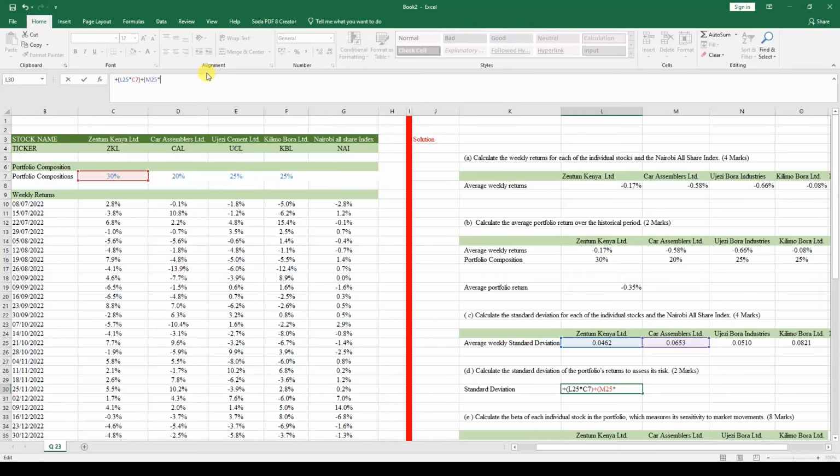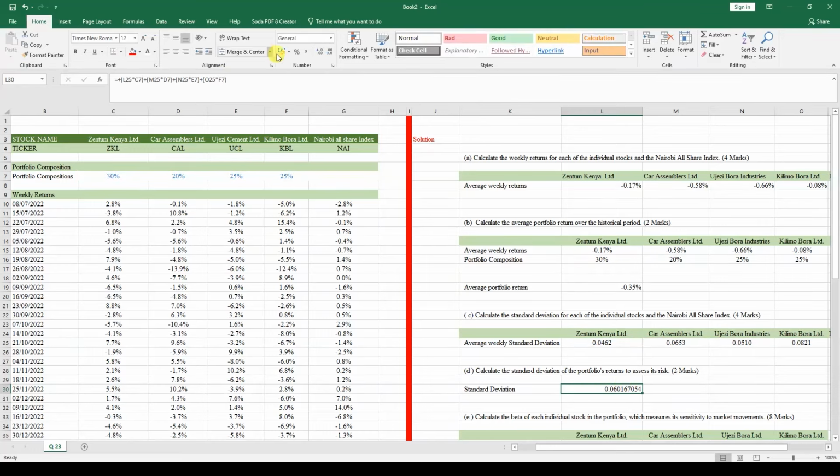And then we multiply that with car assemblers' corresponding portfolio composition weight. We open the brackets, we pick Ujenzi Bora weekly standard deviation, times the Ujenzi cement over here. Then we close the brackets, plus we pick this value here and we multiply that against that value there. Open the brackets and we close the brackets like that, and we just click enter.